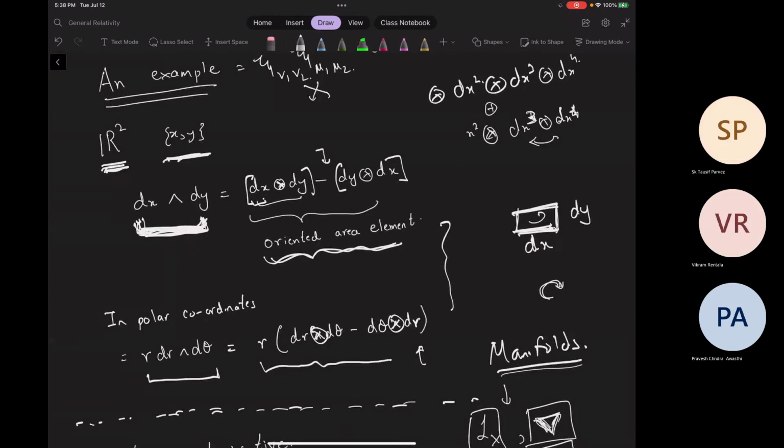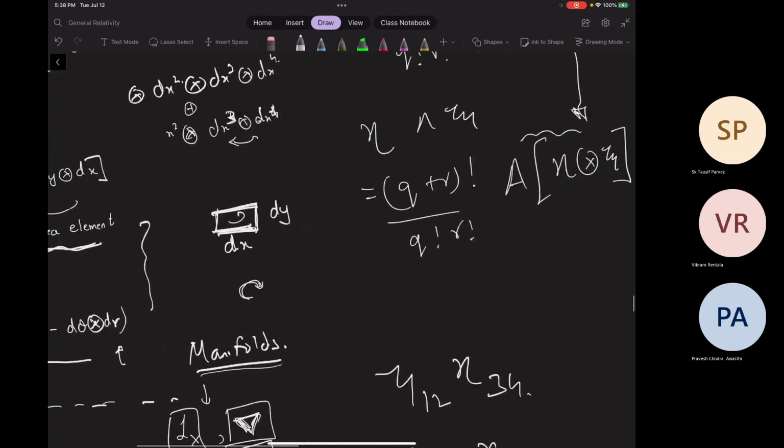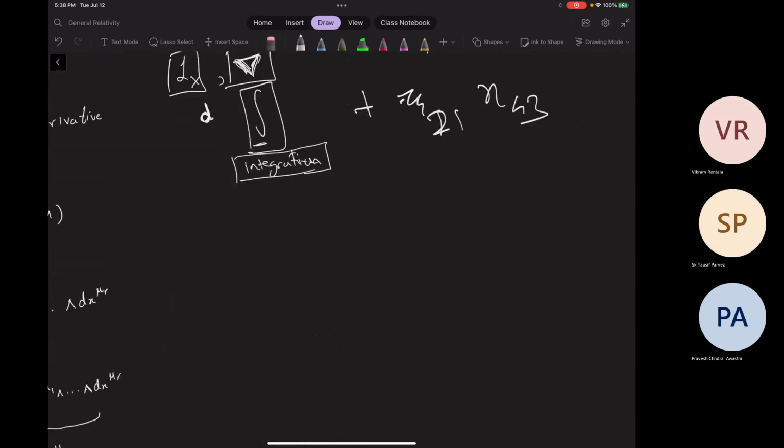Sir, for any general n form, we will write that by anti-symmetrizing the coefficient, and those basis elements will just be the usual tensor product. For any general n form. What do you mean? Like which belongs to the space of forms. n form or r form? r form, yes. Okay, any general r form.